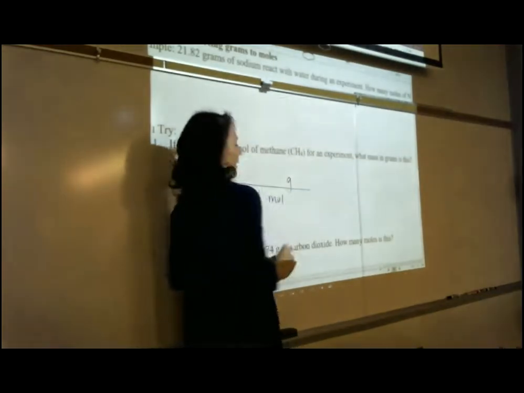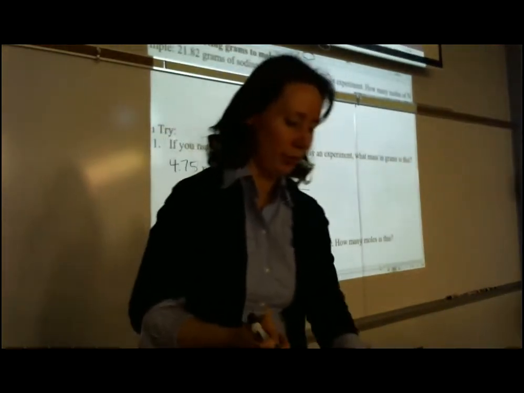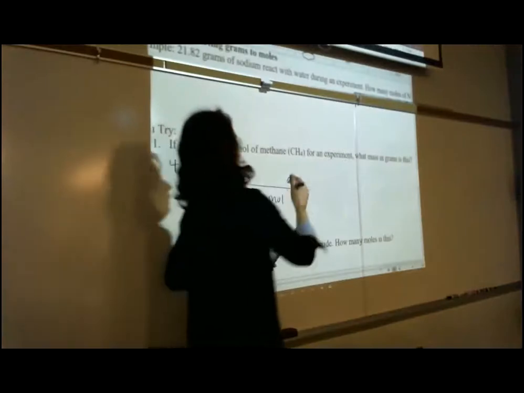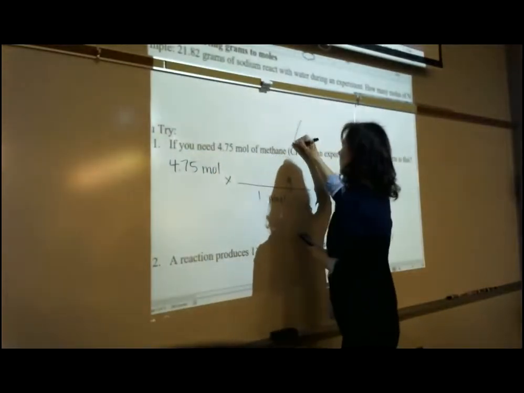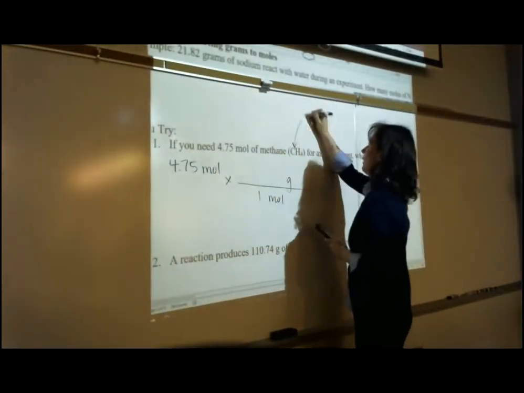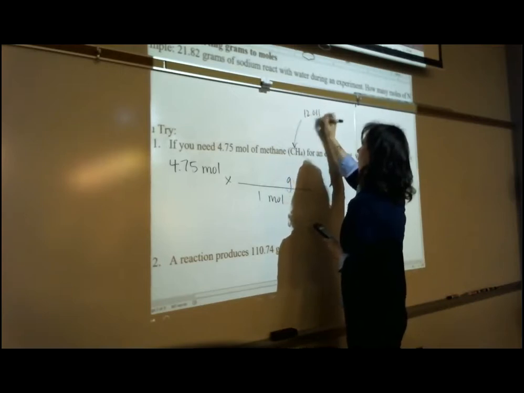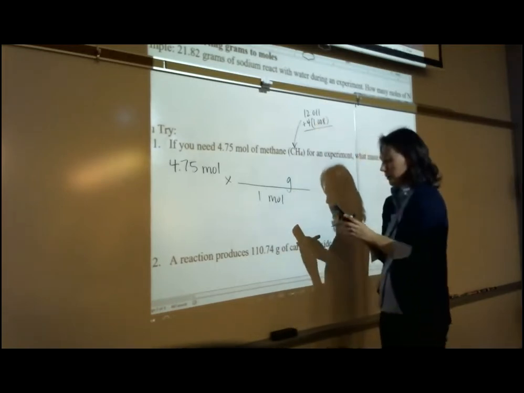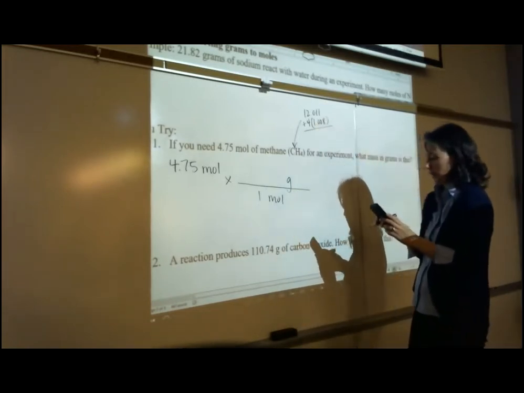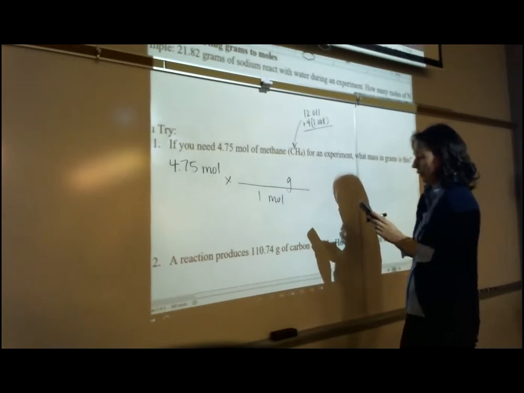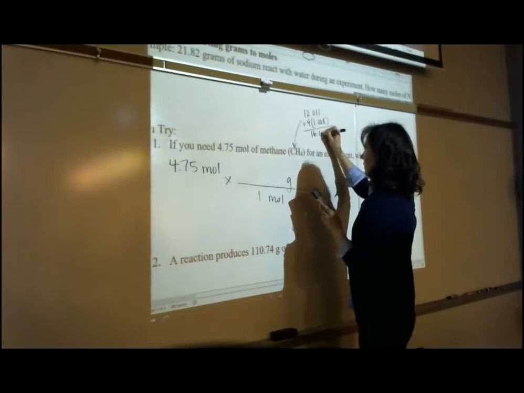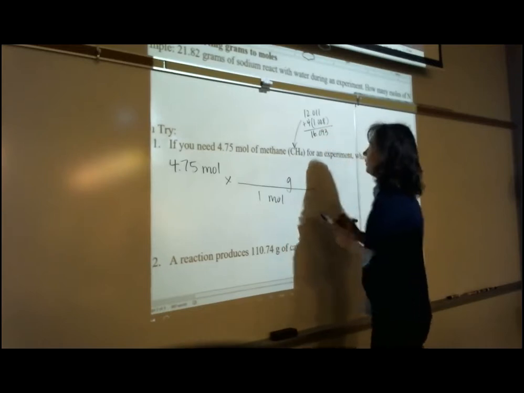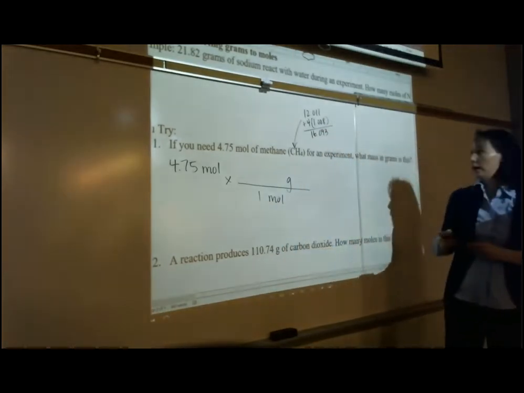How do you get the molar mass of methane? Methane's not on the periodic table, so how do you get it? You have to calculate it, right? So that's 12.011 plus 4 times 1.008. So that's about 16, but let's be precise. 4 times 1.008 plus 12.011. I got 16.043. Do you agree?